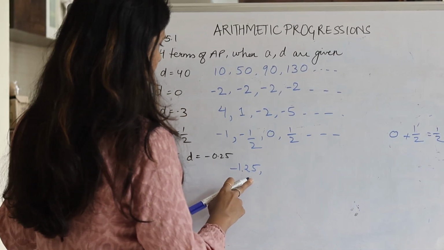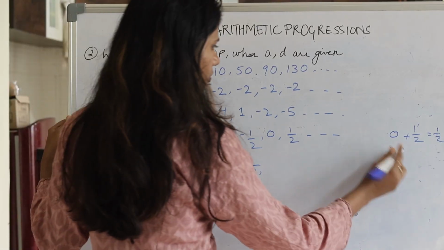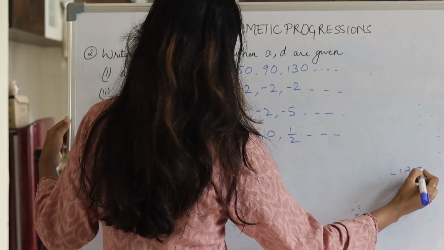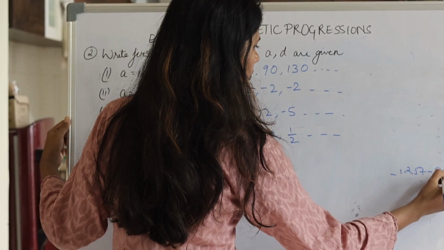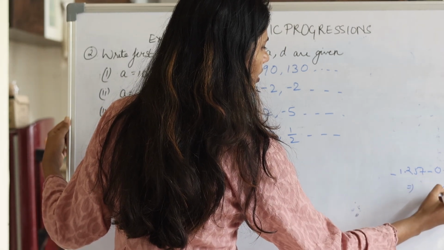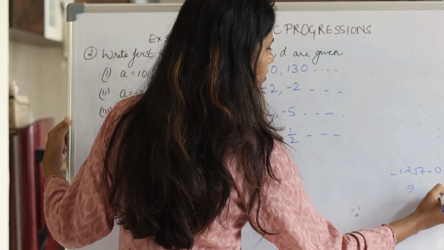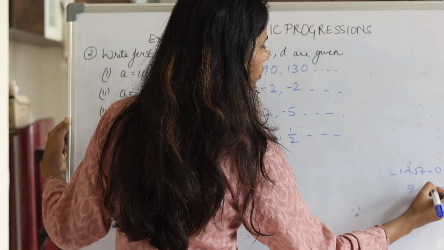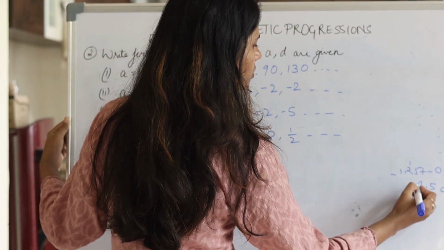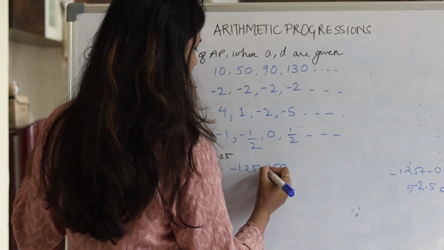Coming to this one, the first term is minus 1.25. So minus 1.25, we have to add the D in it. Minus 1.25 plus minus 0.25, which is equal to, since both are minus, we'll add this: 5 plus 5, 10, 2 plus 1, 3... so it will be minus 1.50.